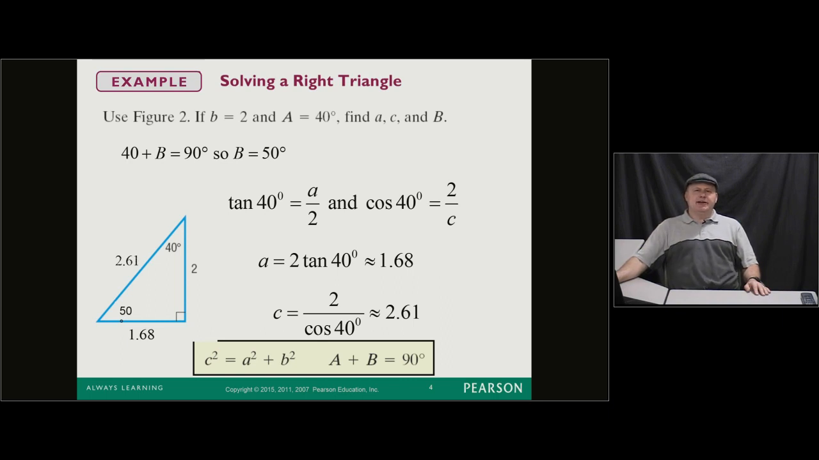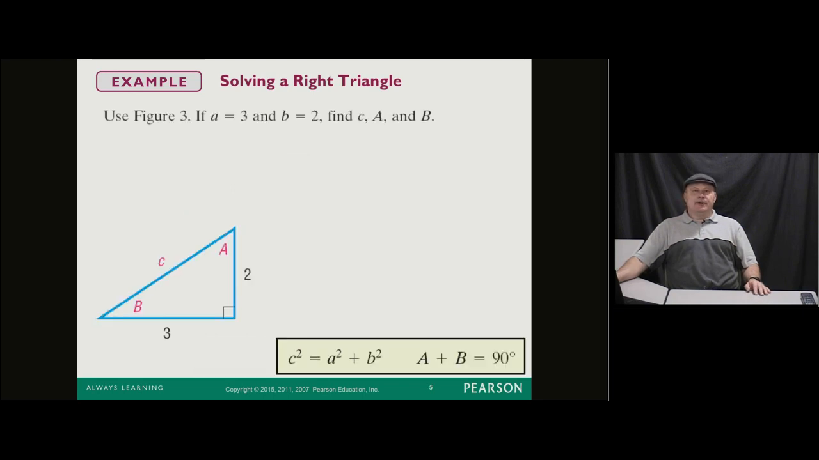Something else you need to pay attention to here is how the sides are unequal. Notice the hypotenuse is 2.61, and that's the longest side that I have. The other ones are 2 and 1.68, and that should be the case. But not only that, the side opposite of the smallest angle is also the smallest. So 1.68 is the smallest side, and angle A, the angle that's 40 degrees, is the smallest angle. So the sides and the angles are unequal in the same order as the ones opposite of them.